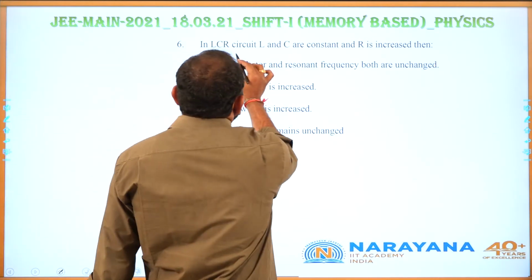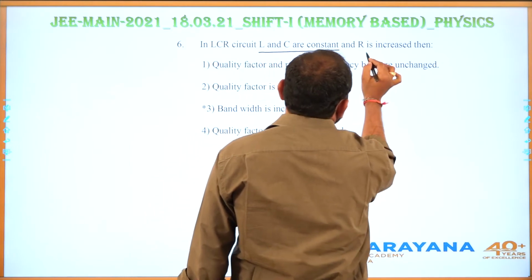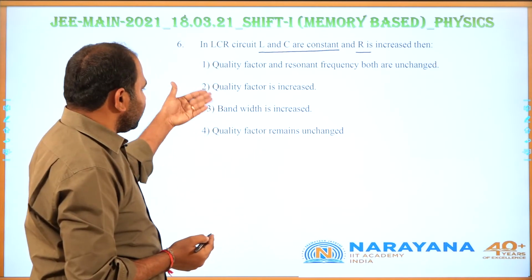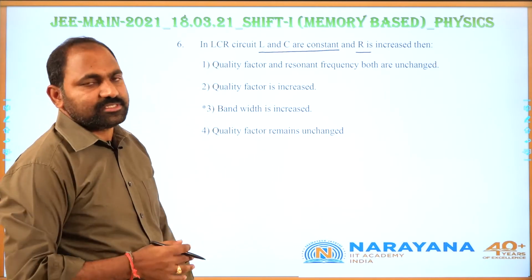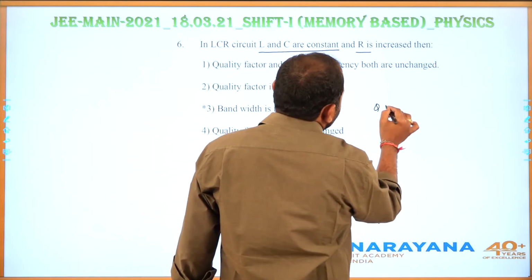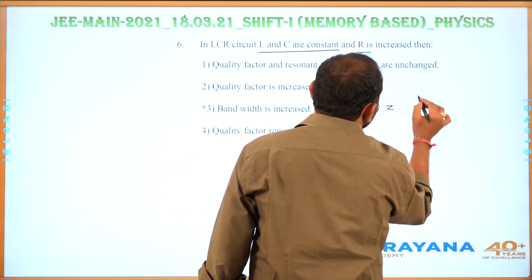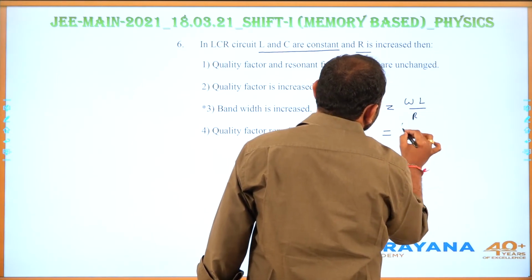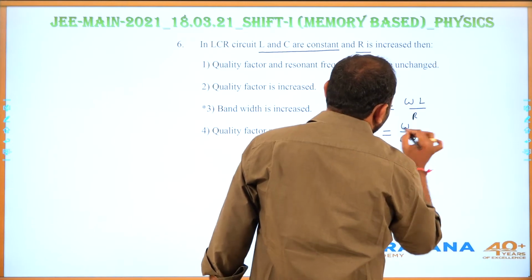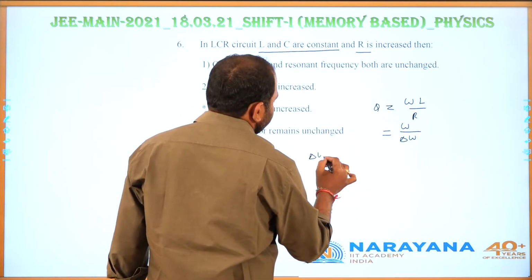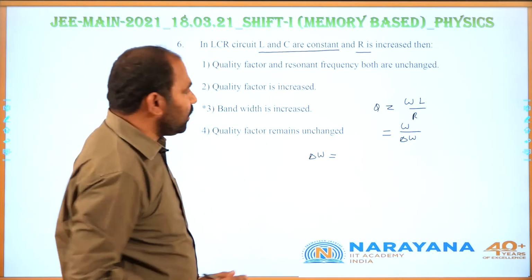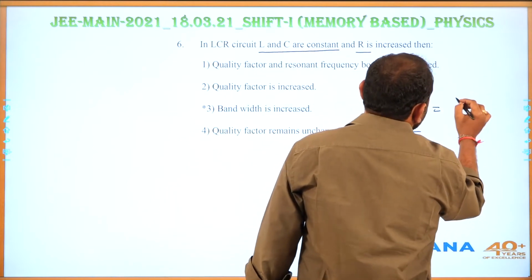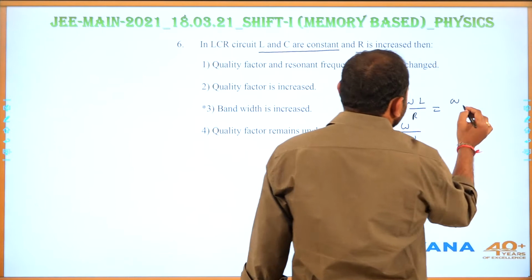Here it is given, in an LCR circuit L and C are constant and R is increased. Then he is asking about quality factor and bandwidth. First of all, let us write the general expression for quality factor. Quality factor in an LCR series circuit can be written as Q equal to omega L by R, or it can also be written as omega by delta omega. So it is clear from this expression the bandwidth delta omega equals R by L, and omega corresponds to the resonance frequency.